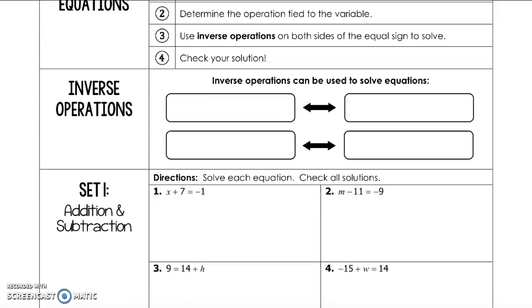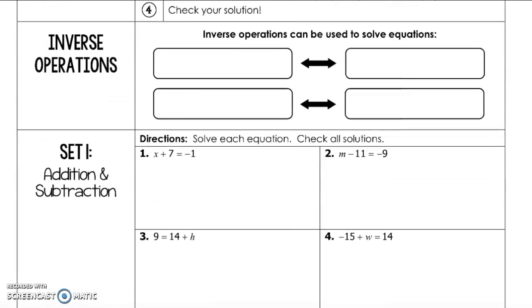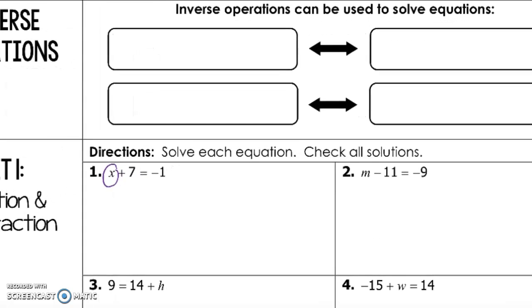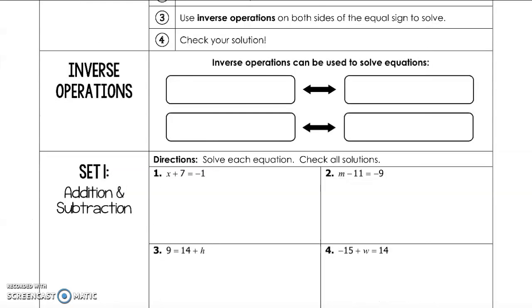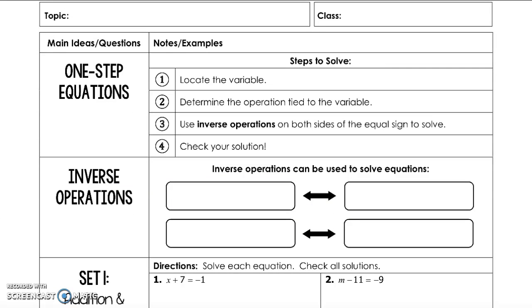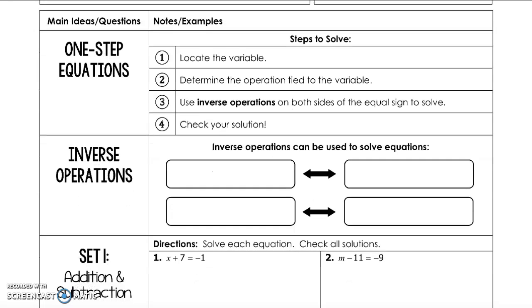So if you look down at number 1, you are trying to figure out what number do I put in place of this x that would make that equation true. Some of them you can just figure out in your head, but if not, then there are steps. The steps that you use are right here. You locate the variable, determine what's happening to it, and then undo that in order to get the variable by itself. So your job is to get the variable on one side by itself, and then we'll check our solutions.